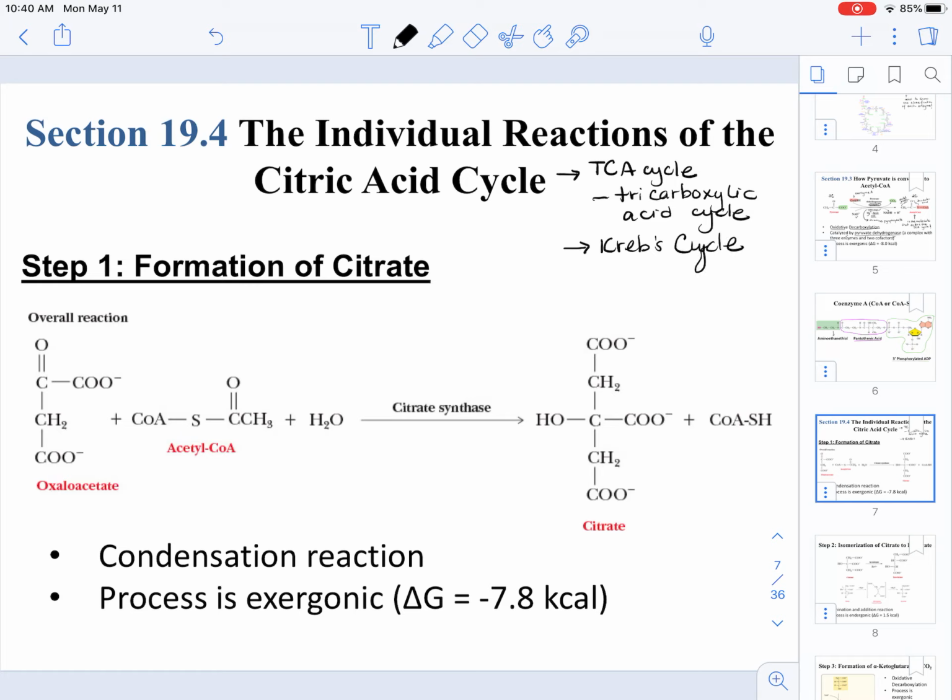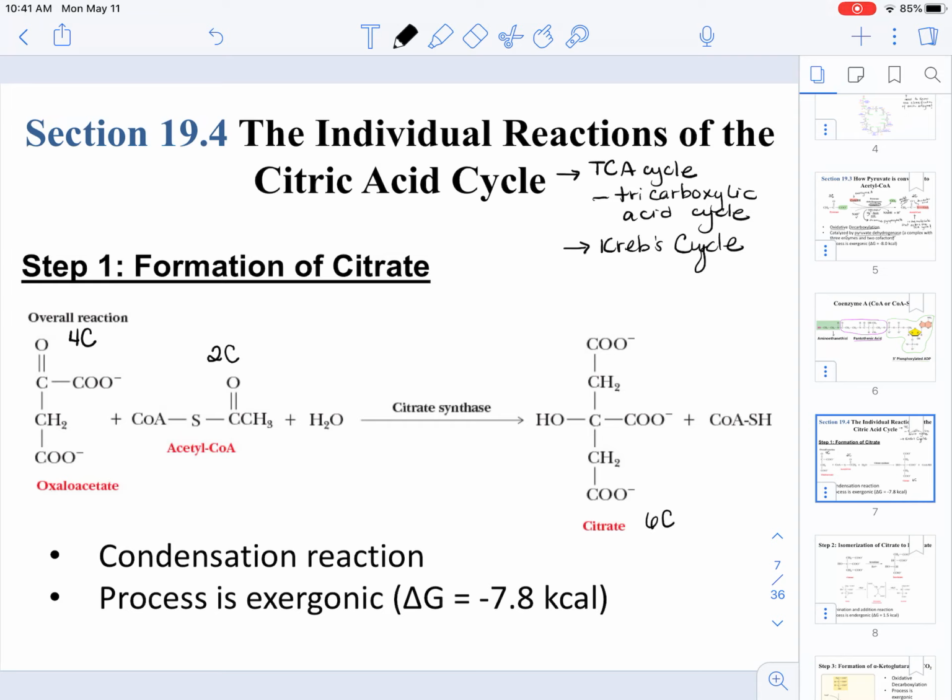So whenever you hear citric acid cycle, TCA cycle, or Krebs cycle, understand that all of them mean the same pathway. So as I was mentioning, on step 1, we're going to have the formation of citrate. So oxaloacetate, which is a 4-carbon system, is going to be reacting with Acetyl-CoA, that is a 2-carbon system, to make a 6-carbon molecule.